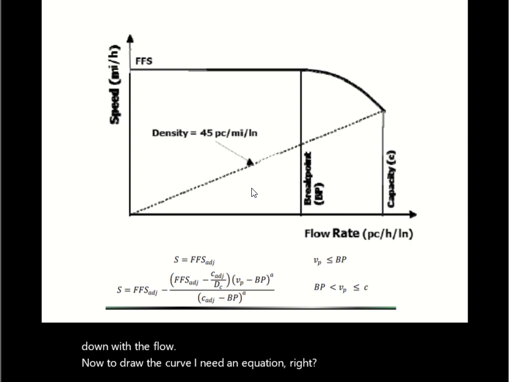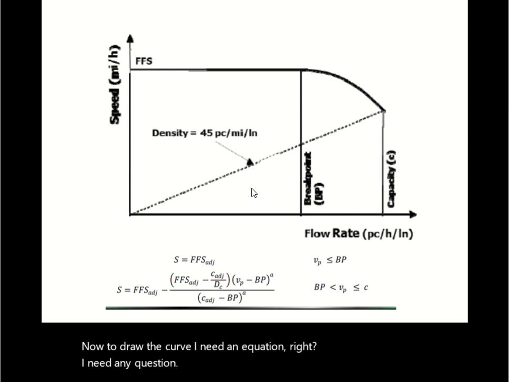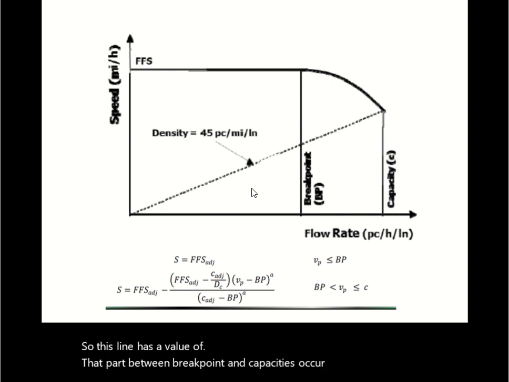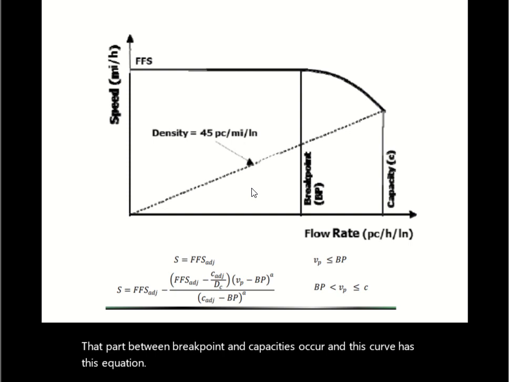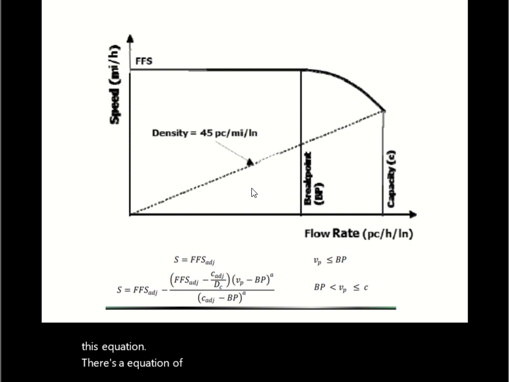Now, to draw the curve, I need an equation, right? For which part do I need the equation? The curve part. This part is not a curve, it's a line. So this line has a value of free flow speed. That part between breakpoint and capacity is a curve, and this curve has this equation. This is the equation of the curve part only.